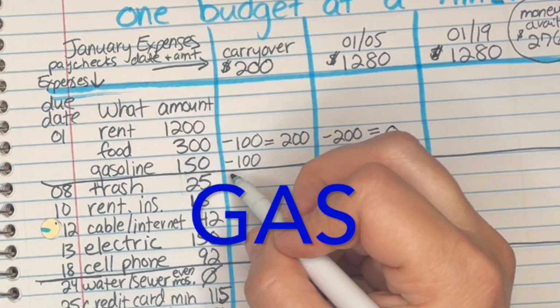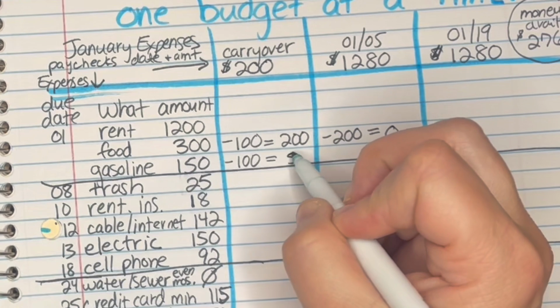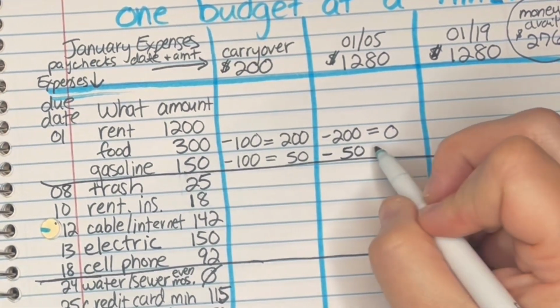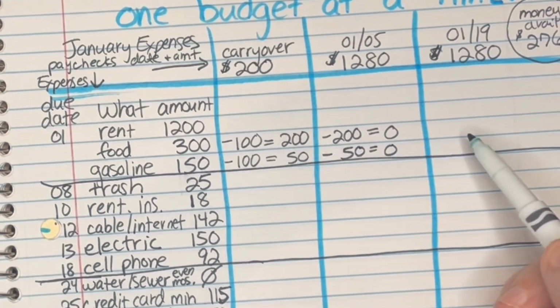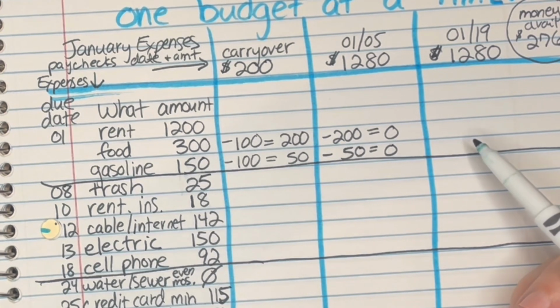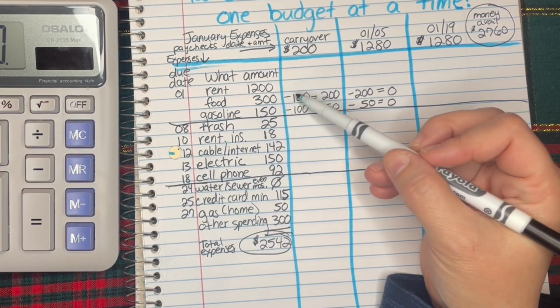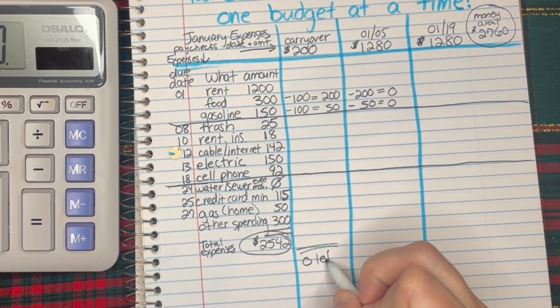For gas, we'll take 100 out of the carryover, 150 minus 100, that's $50 remaining, and we can take $50 out of the 1/5 paycheck. And you can divide this up any way you want. Some of it you can take from the 1/19 paycheck. It's your budget. You get to choose how you want to do it. So this $200 has been fully accounted for. 0 left.